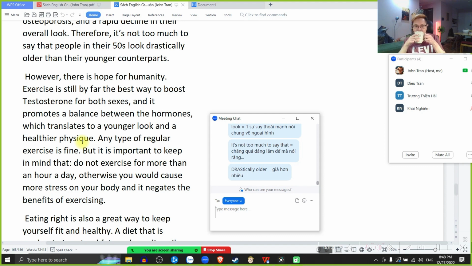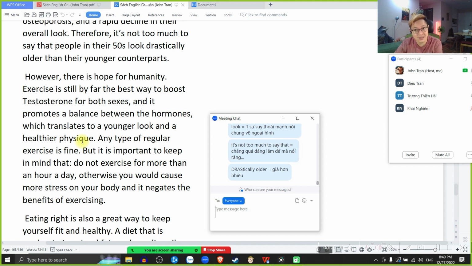Exercise is still by far the best way to boost testosterone for both sexes, and it promotes a balance between the hormones.